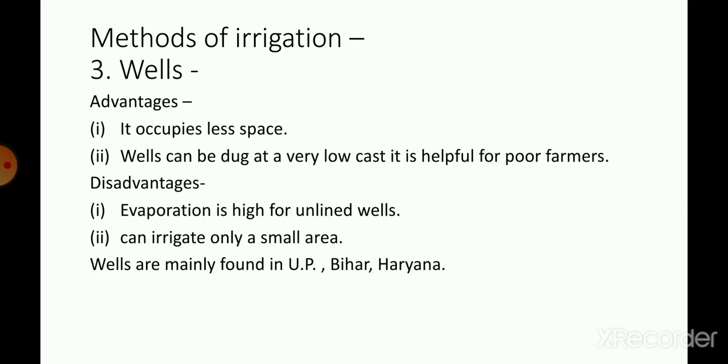Next, advantages of wells. It occupies less space. Wells can be dug at a very low cost. It is helpful for poor farmers. Disadvantages of wells. Evaporation is high for unlined wells. Can irrigate only small area. Wells are mainly found in Uttar Pradesh, Bihar and Haryana. This is the end of third method for irrigation.